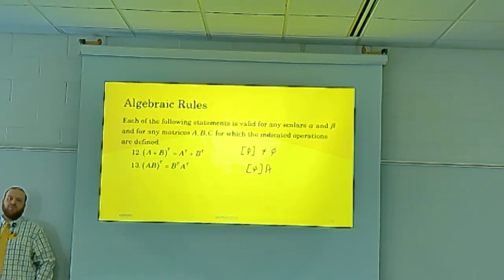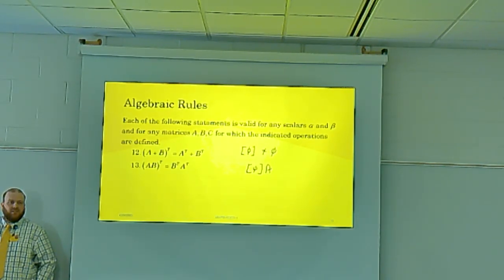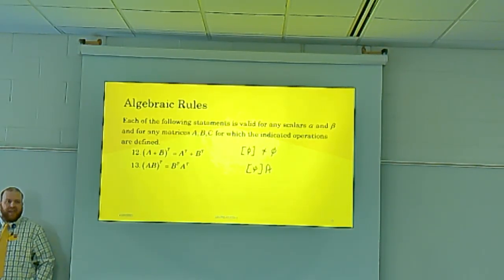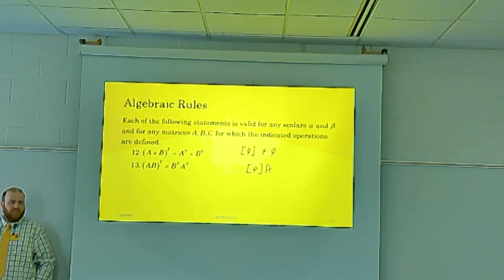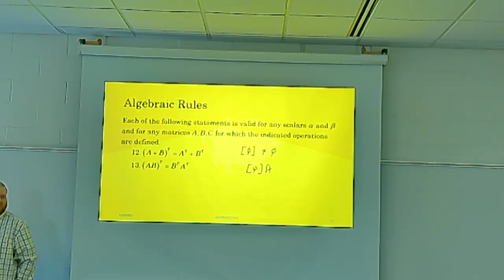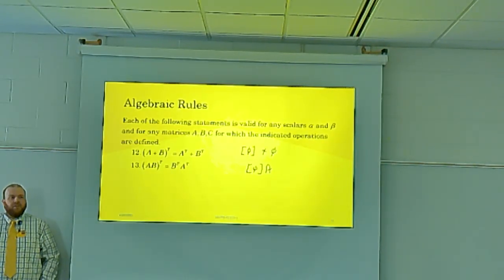That is matrix multiplication, which, depending on the size of A, would be undefined. Right, that's a 1-by-1 times A, which means A would have to be 1 by something, a single row. It would have to be a row vector in order for that product to be defined. So just keep that in mind.